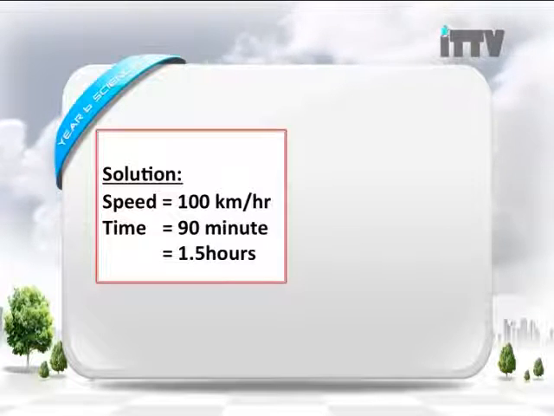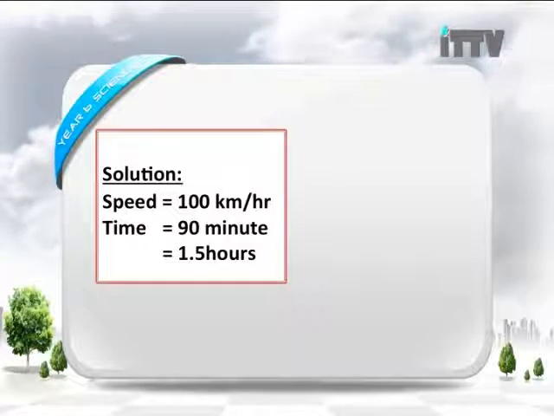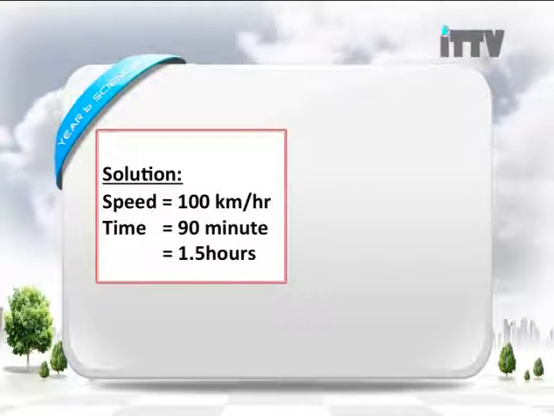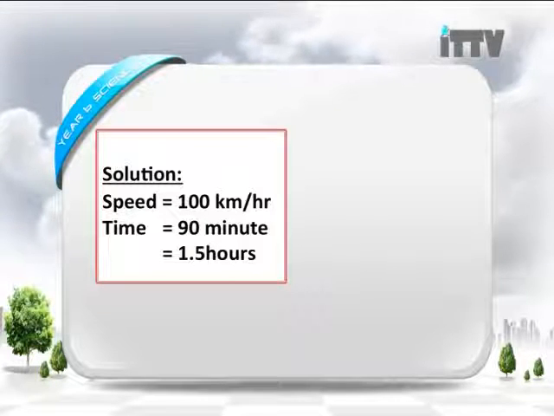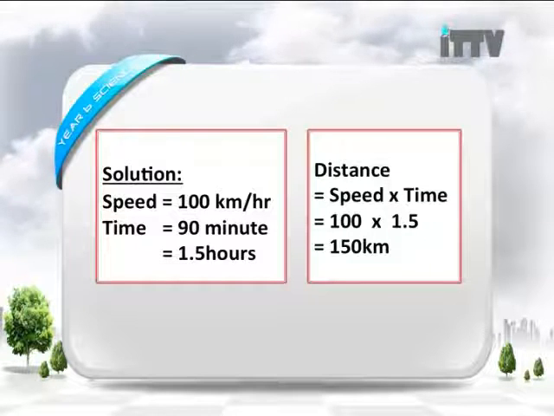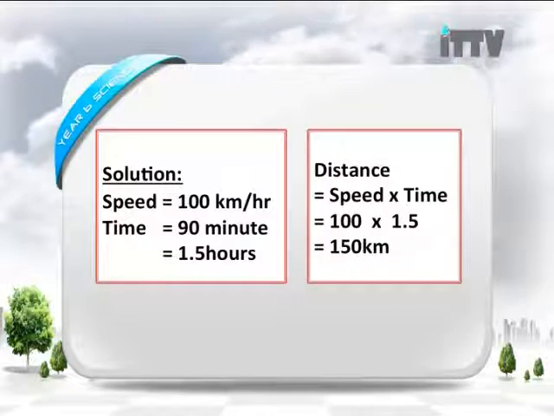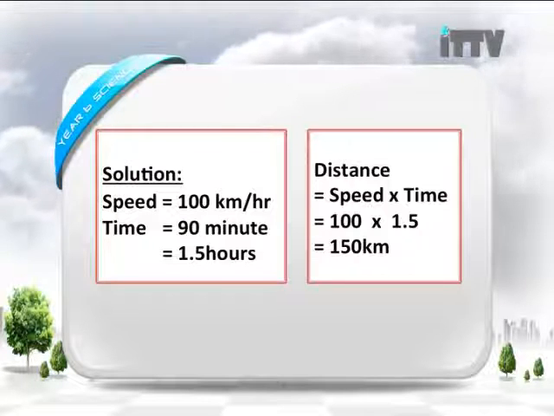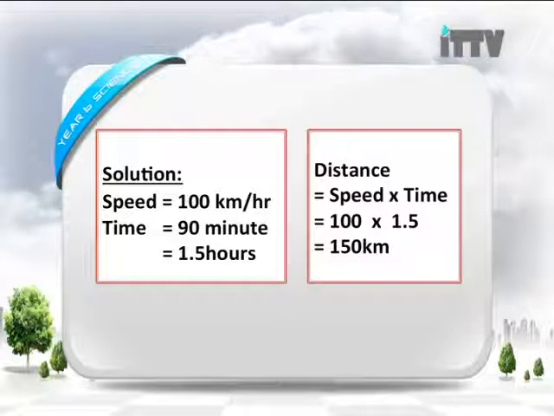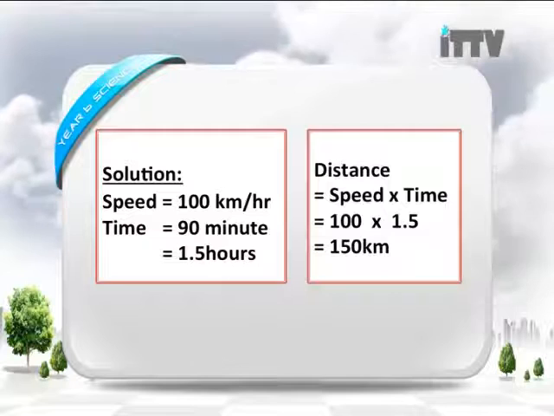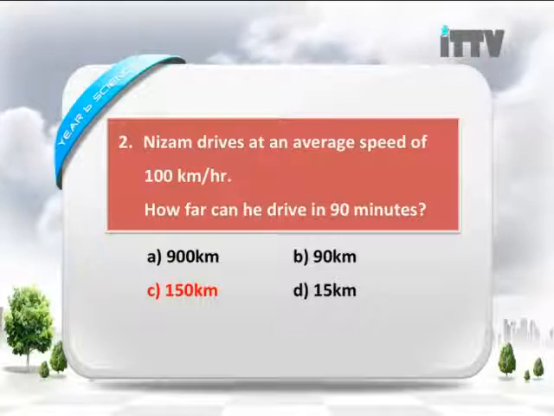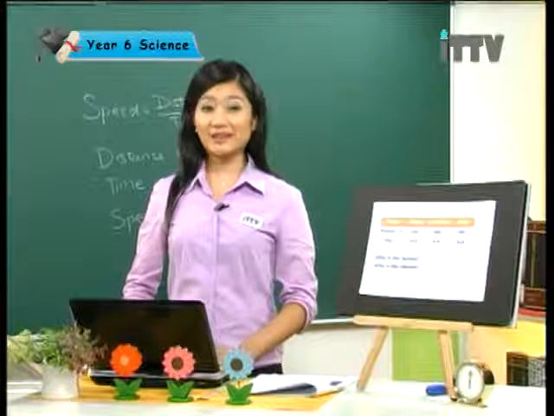Speed is 100 kilometers per hour, whereas the time given was 90 minutes. 90 minutes also equals 1.5 hours. To calculate distance, we know that distance equals speed multiplied by time. So it equals 100 multiplied by 1.5 hours. So the answer is 150 kilometers. The answer is C. Okay, children, I hope you can calculate distance now.